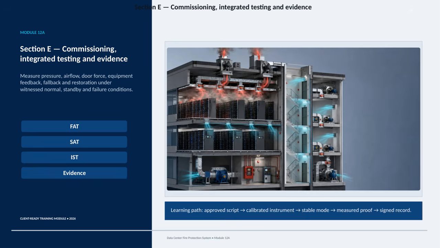The 4 stages shown here are FAT, or Factory Acceptance Testing, SAT, or Site Acceptance Testing, IST, or Integrated Systems Testing, and the evidence that connects all 3 into a client-ready record. Each stage should build confidence in the next, while keeping the test method controlled and repeatable. The final result is more than a successful demonstration. It is documentation that shows what was tested, how it was measured, under which condition, and who witnessed or accepted the outcome. That discipline makes commissioning defensible, traceable, and ready for handover and training.